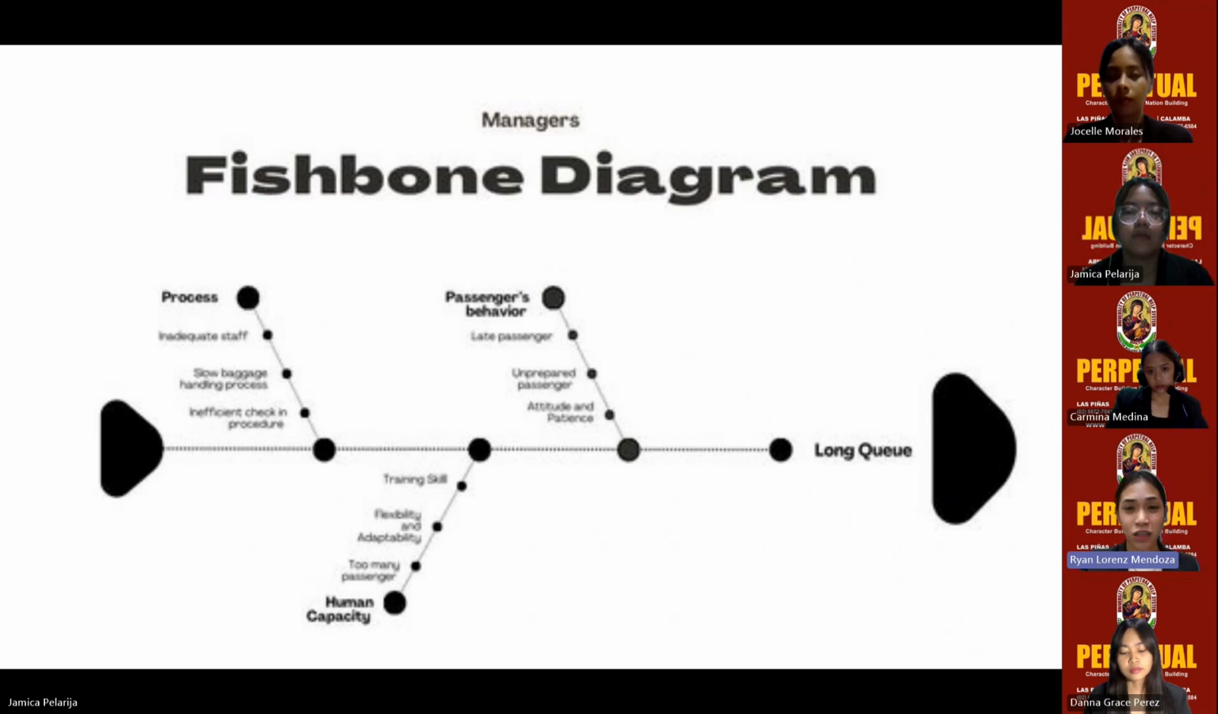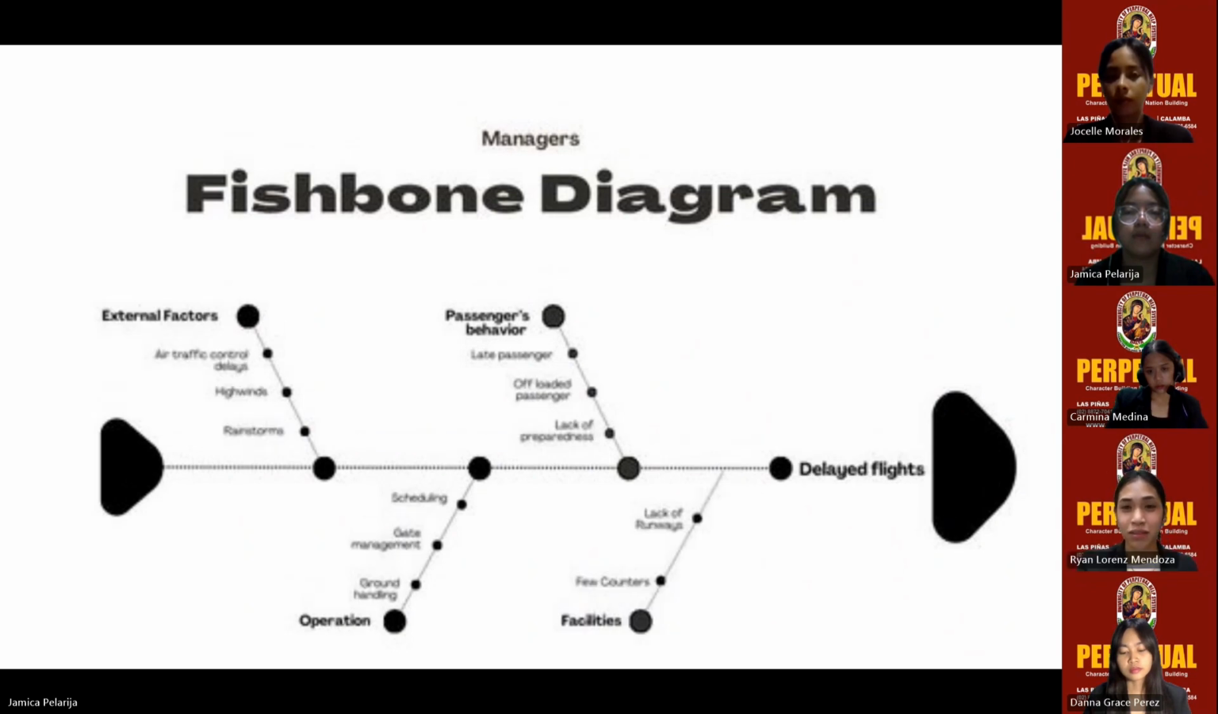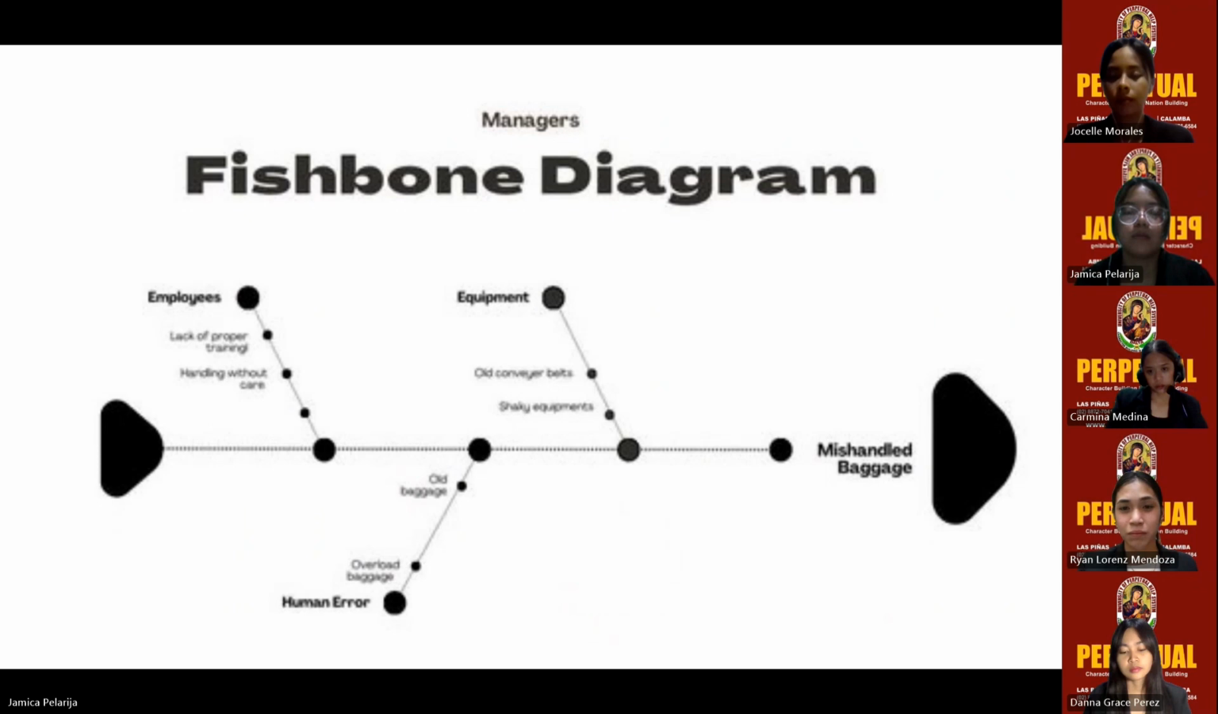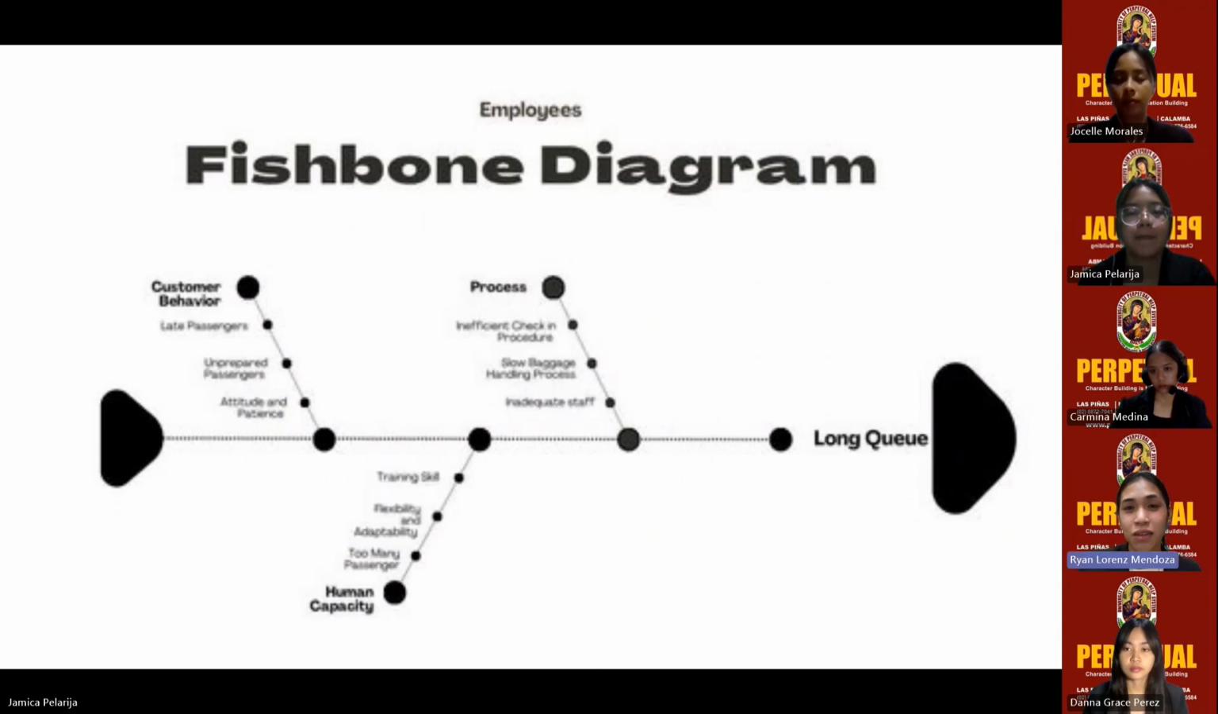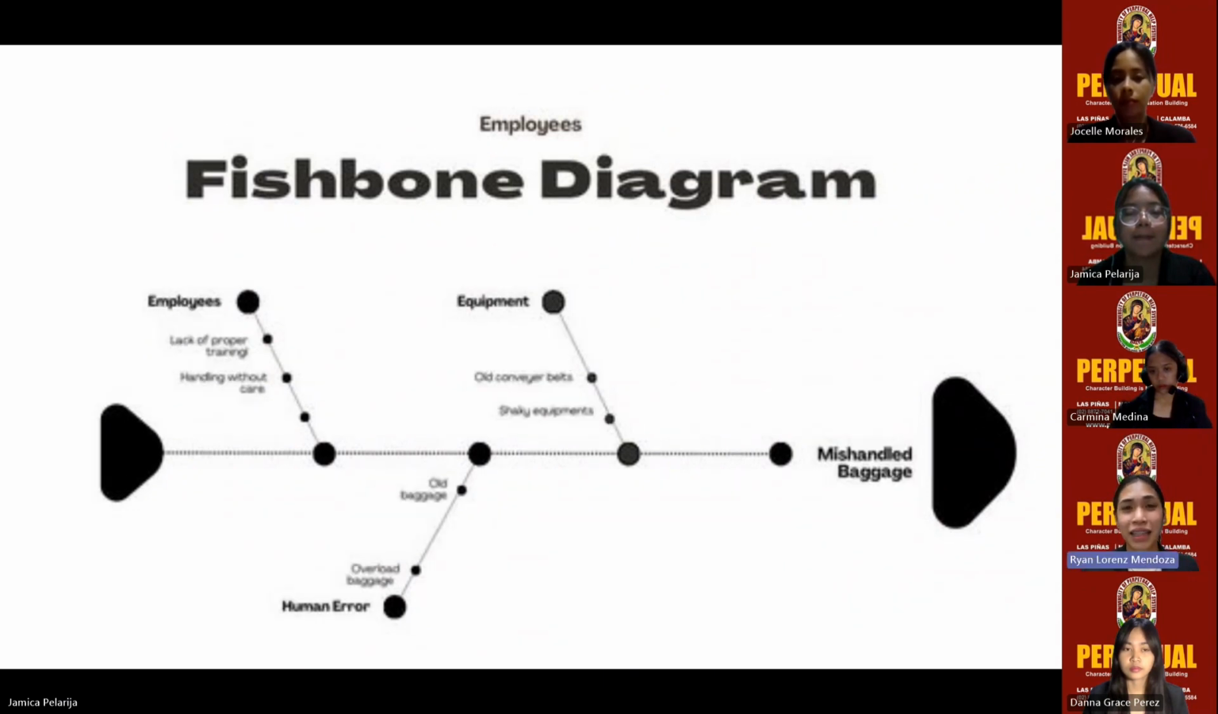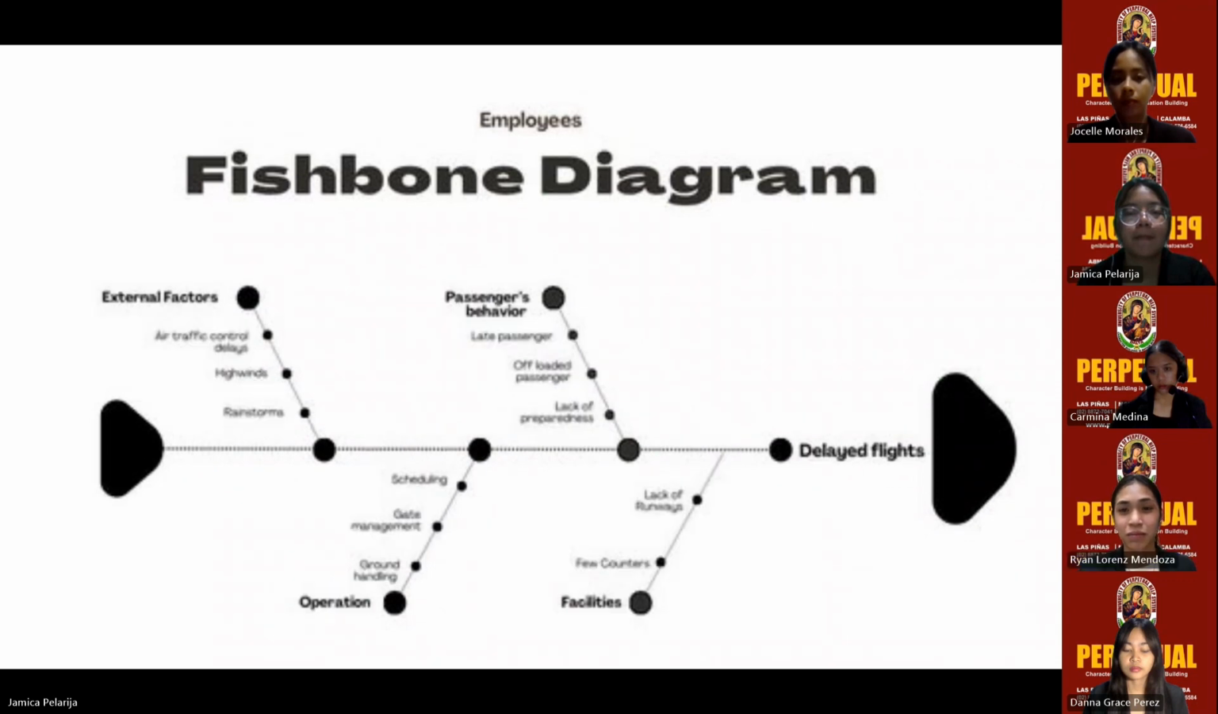Now moving on to the manager's fishbone. Here we have gathered long queue, delayed flights, and mishandled baggage. The manager's fishbone is all about how they handle every customer's concerns. They have steps on how to address every situation that may occur. Next, please. Now on the employees' fishbone diagram, we have long queue, mishandled baggage, and delayed flights, of course.